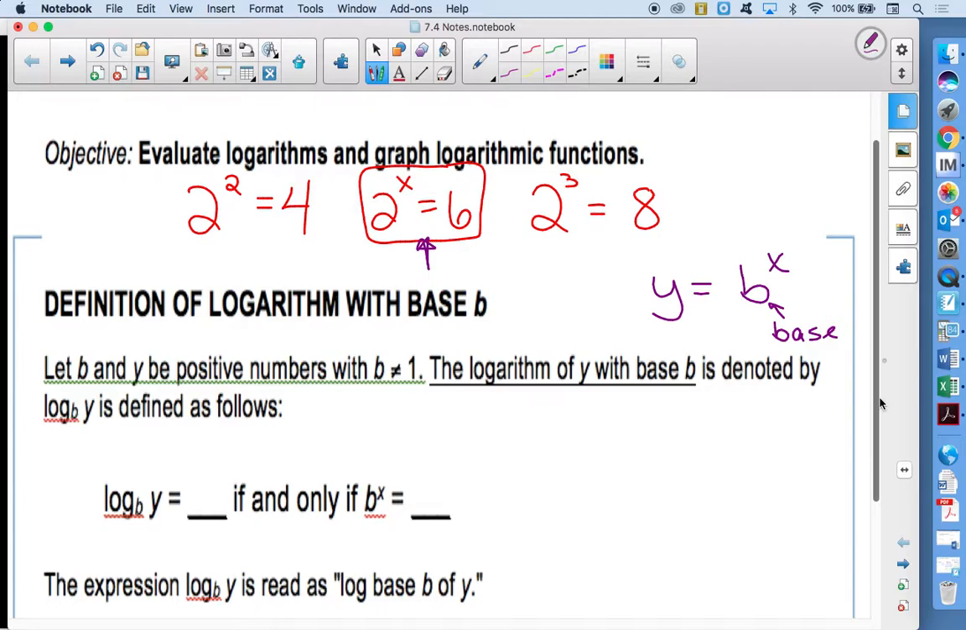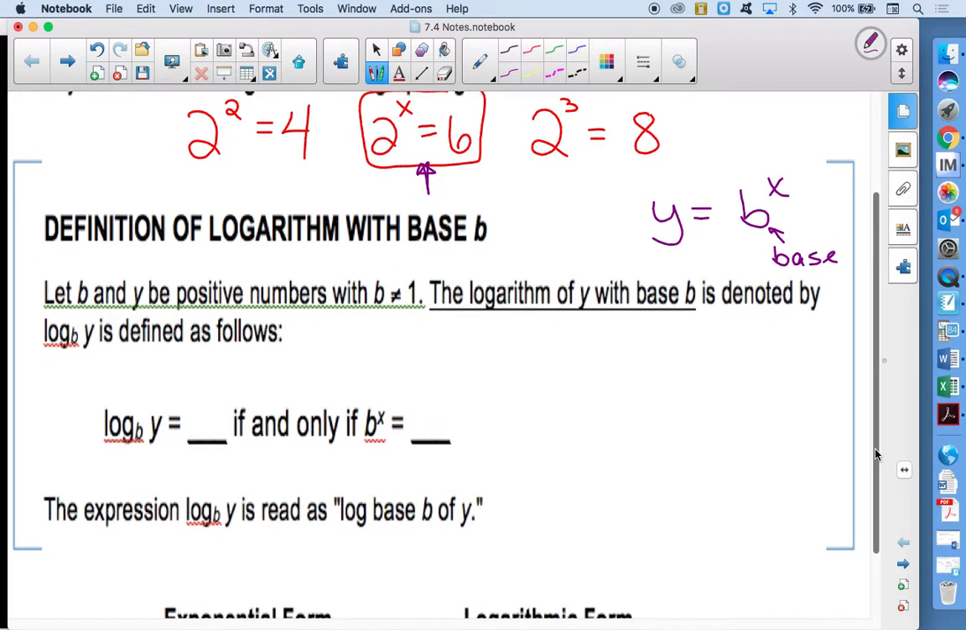Now thinking of a logarithm, it says let b and y be positive numbers and b is not equal to 1. Usually we solve for x, so that's why they're defining it with the b and the y. So b is the base. It can't be 1 because 1 to any number is just a line. 1 cubed is 1, 1 to the 5th is still 1, so I just have a constant line. It wouldn't be an exponential equation.